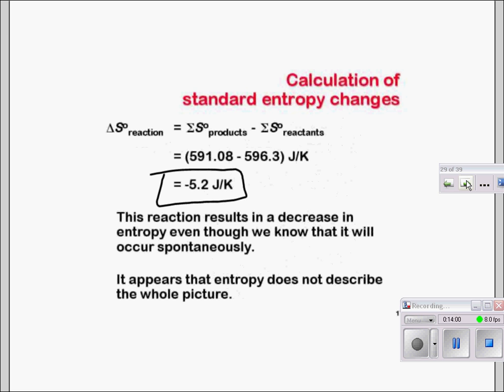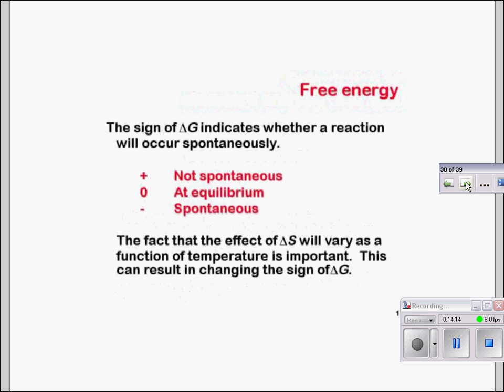Since that comes out to be negative, I would say that my reaction is non-spontaneous based on the sign, not the actual calculated value. I'm going to stop right there, and I will load another episode for delta G.